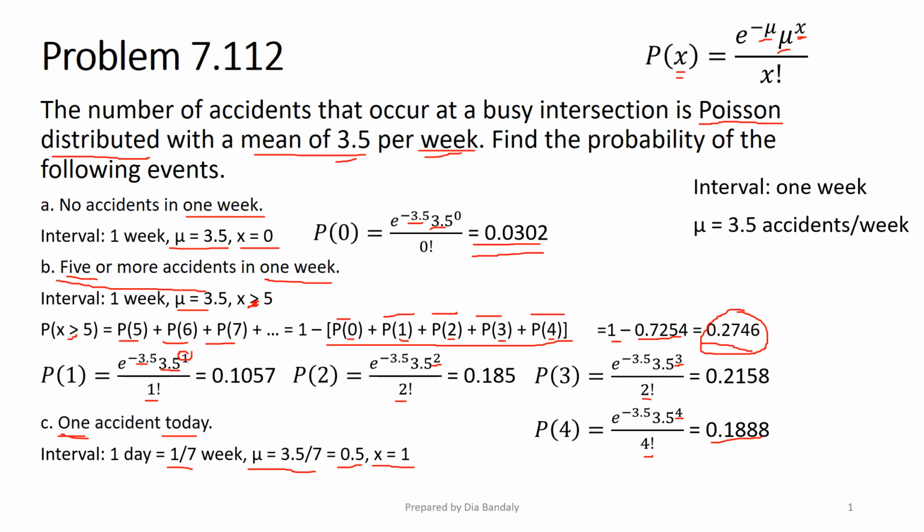So now I use the top formula where mu is 0.5 and x is equal to 1, and I put it there. You see, this is mu, 0.5, and my x is 1. And we get 0.3033. All right, so I hope that these sets of problems would reinforce your knowledge about the discrete probability distribution, and I strongly advise you to practice, practice, and practice. All right, thank you.